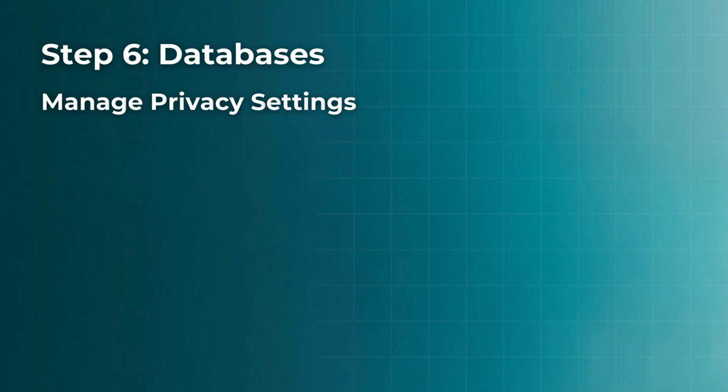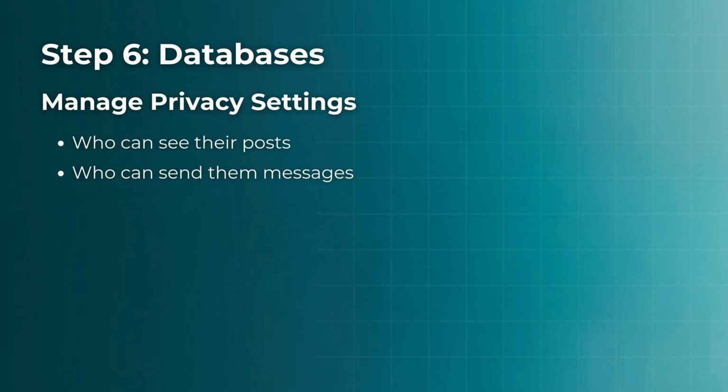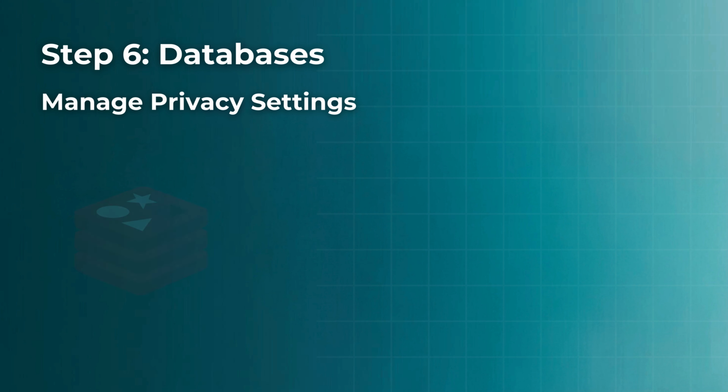Next, managing privacy settings, something super important for any application that values user control. Privacy settings let users decide things like who can see their posts, who can send them messages, and who's allowed to follow them. To make these settings fast and efficient, we can use a key-value database. Why? Because key-value stores are excellent for quick lookups and making changes to individual preferences. Perfect for something like privacy settings.